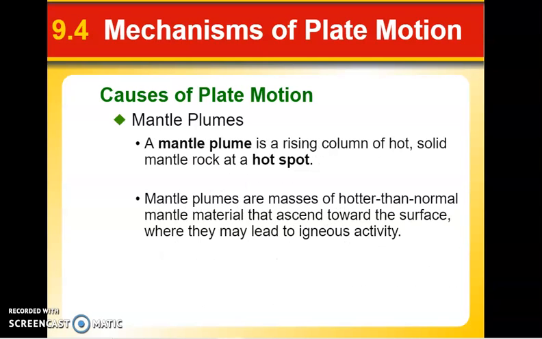A mantle plume is a rising column of hot solid mantle rock at what we call a hot spot. The mantle plumes are masses of hotter than normal mantle material that are rising towards the surface, and they lead to igneous activities such as volcanoes or lava flows.